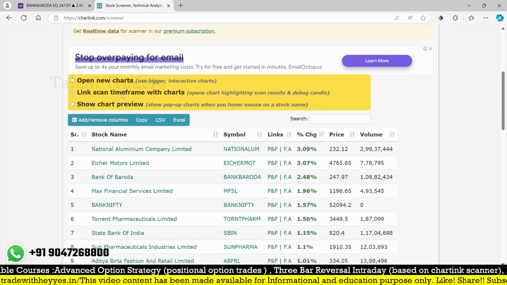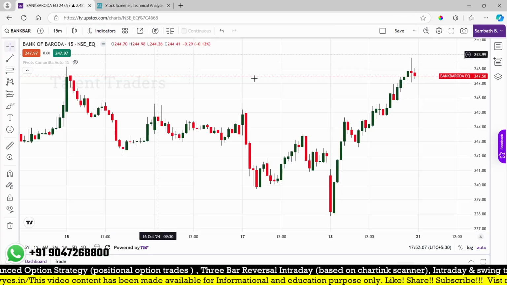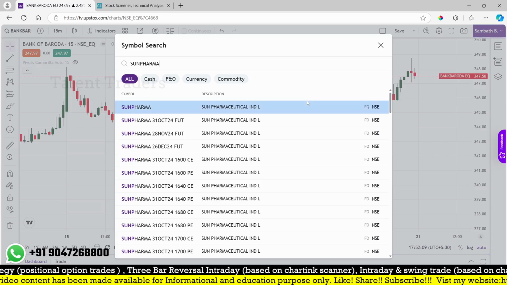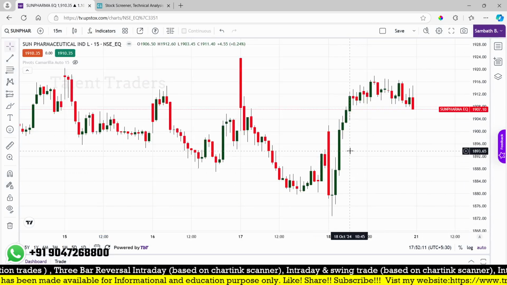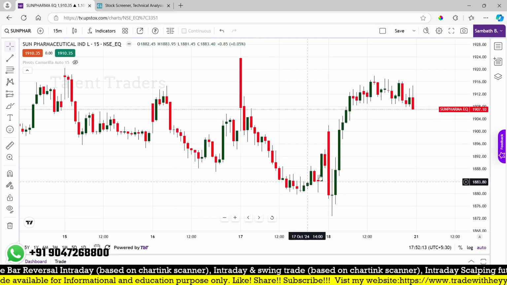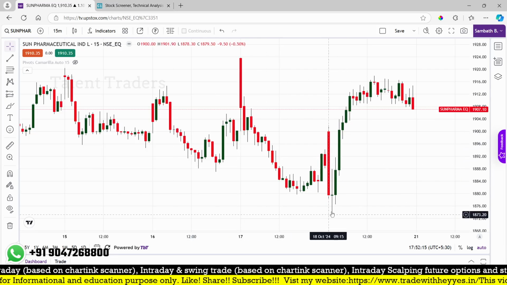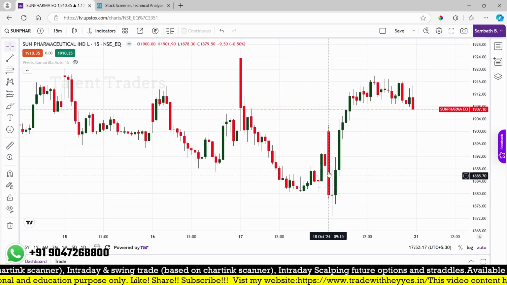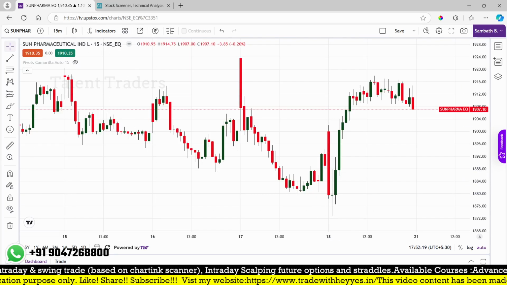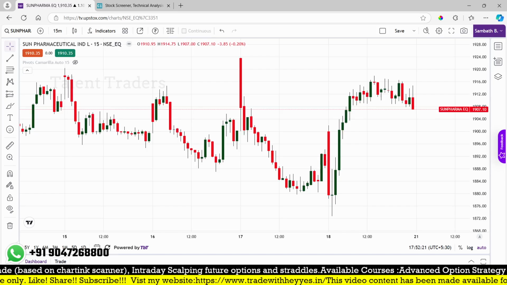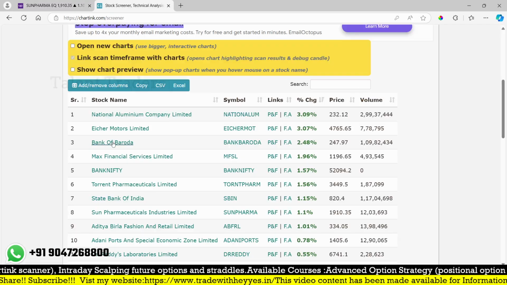And some stocks like State Bank, Sun Pharma. Let me check Sun Pharma, and that is also such a pattern. It was reversing from the second candle, but the second candle low is much less than the previous one. Such a kind of thing I should avoid.